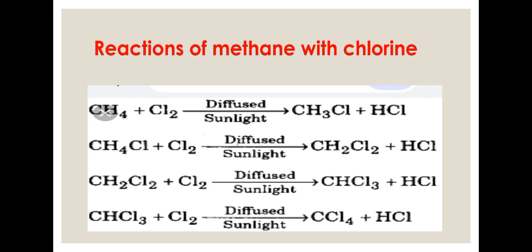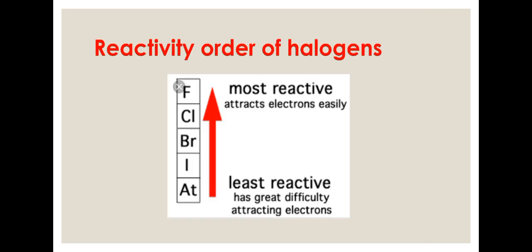In the first step, we will get chloromethane, CH3Cl, and then CH3Cl again loses one hydrogen, and we are getting CH2Cl2, and then CH2Cl2 again loses another hydrogen. In the last we are getting carbon tetrachloride, and all of these four reactions occur in the presence of diffuse sunlight.